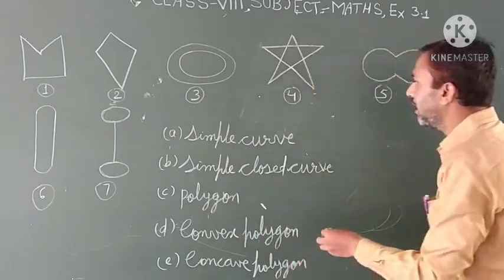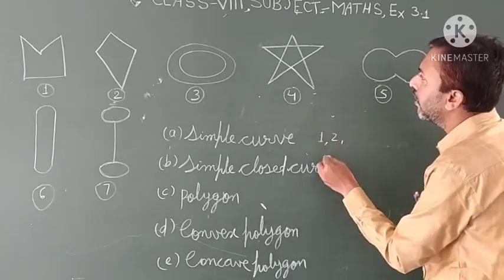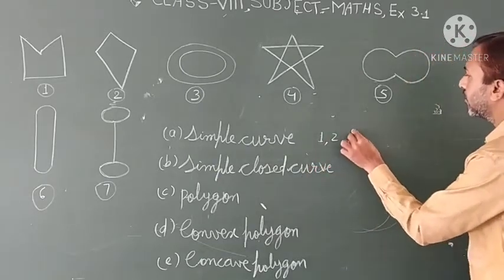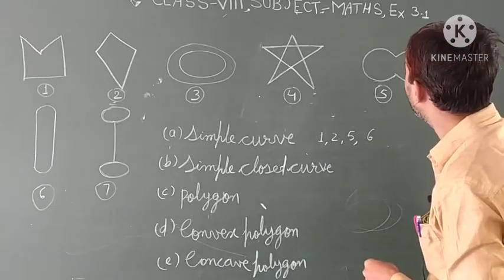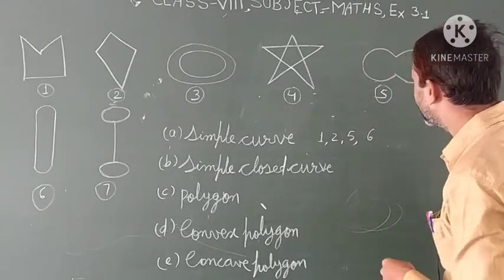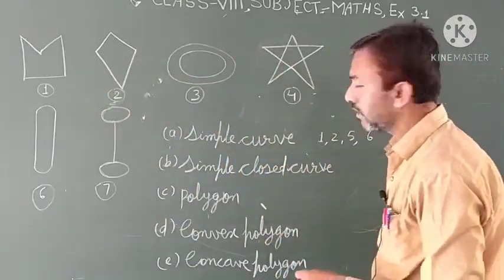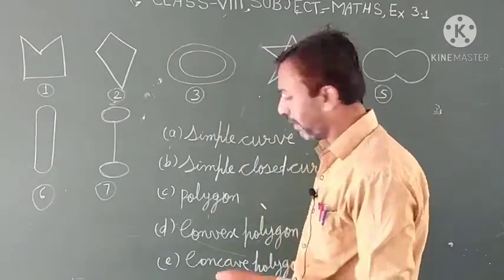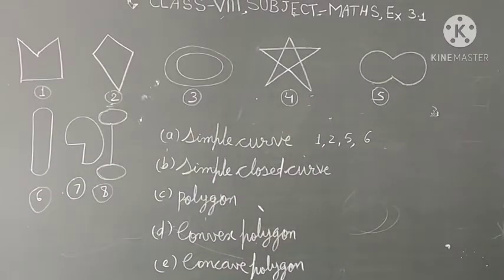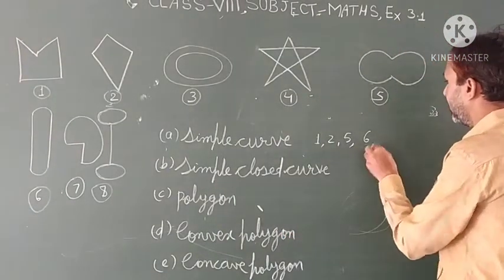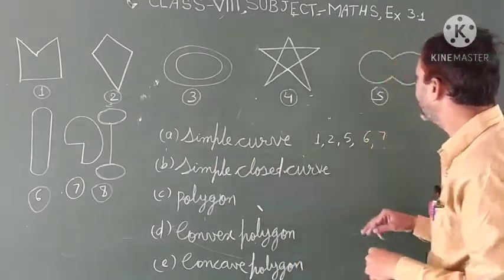So the answer for the A is the figure 1, figure 2 and 3 not, 4 not, 5 and 6. 1, 2, 5 and 6. So these are the figures which are the simple curve. And the 7. So these are the simple closed curve 1, 2, 5, 6 and 7.